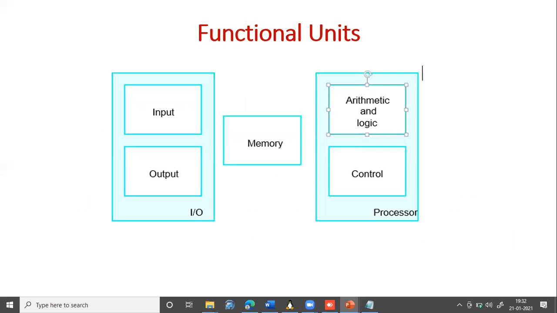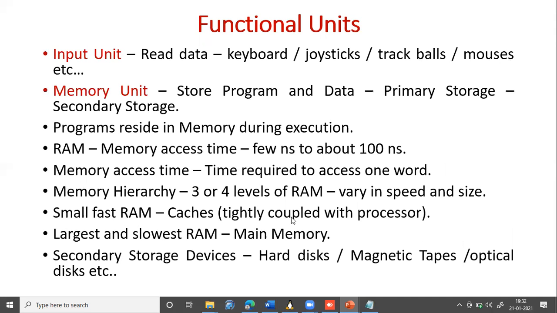Now, I have already explained these functional units briefly. Let us try to understand them in more detail. The input unit is the one through which the computer reads the data. Typical input devices are keyboard, joystick, trackballs, mouse, etc. The commonly used input devices are keyboard and mouse. Whatever input is given by the user is read by the computer. And then coming to the memory unit.